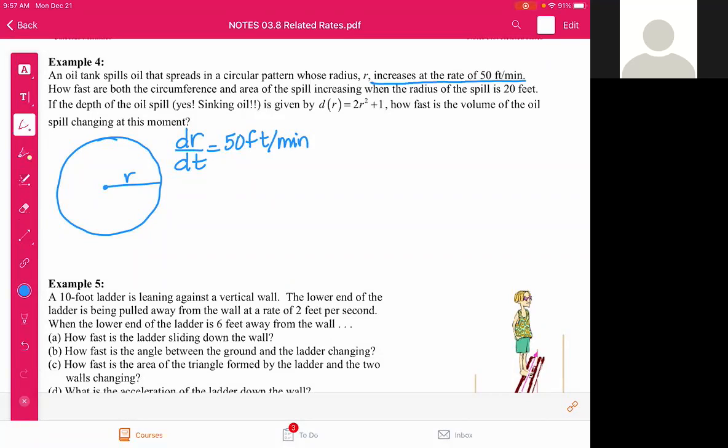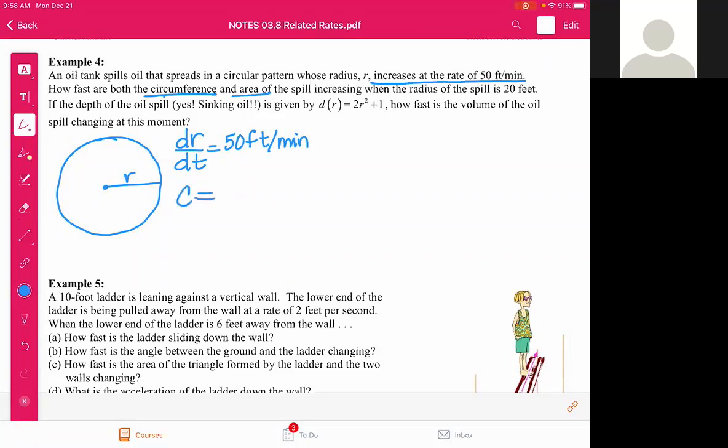All right. How fast are both the circumference and the area of the spill increasing when the radius of the spill is exactly 20 feet? Okay, so we need to figure out the rate that the circumference is changing, and then we also need to figure out the rate of the area. So two different things. We'll do circumference first.